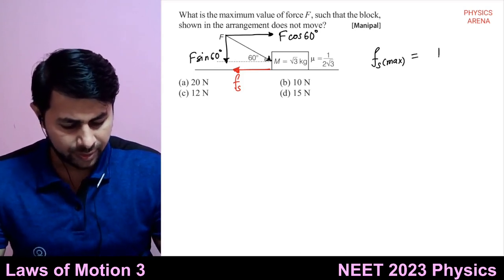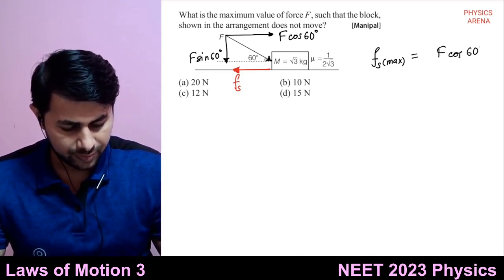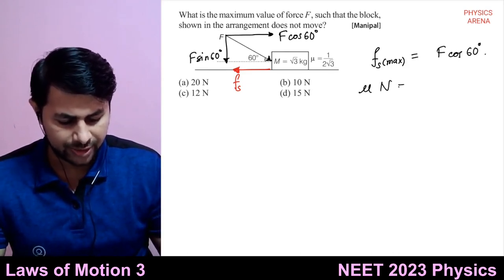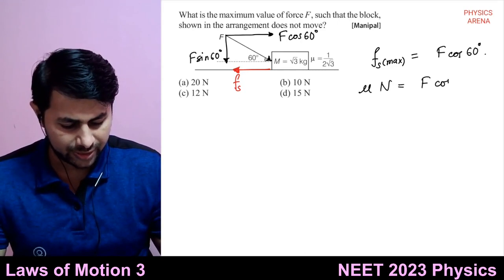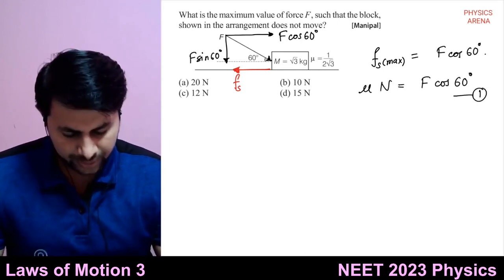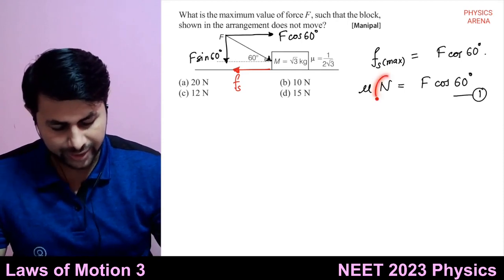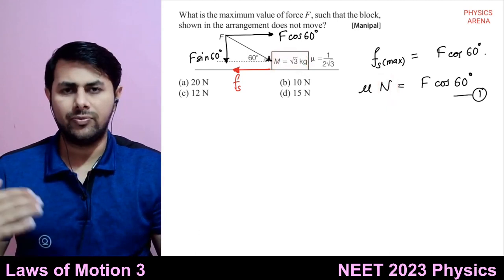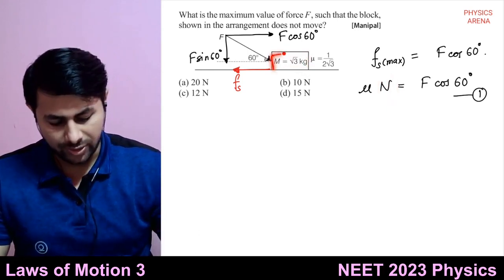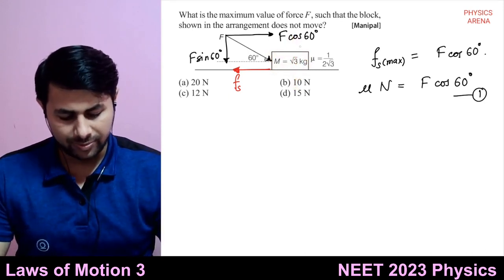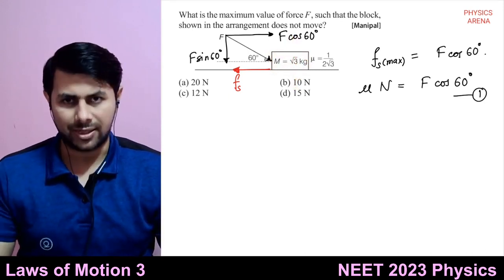So from here I can say that Fs max is equal to F cos 60, and we know what Fs max is. It is mu multiplied by normal reaction. So mu N is equal to F cos 60. Let's call this equation 1, and then we have to find out the normal reaction using the vertical equilibrium. The block is not accelerating in the vertical direction. That means the total vertical forces are balanced.